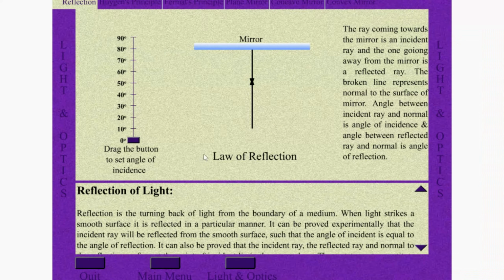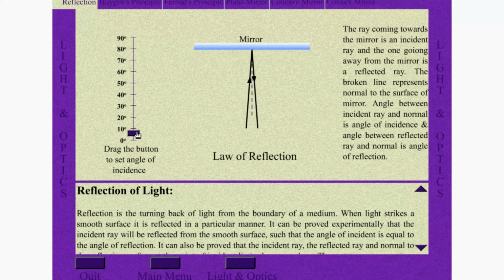To answer the question, you have to vary both the angle of incidence and the angle of reflection. As shown in front of you, the mirror has a reflective surface, and according to the law of reflection, the angle of incidence must be equal to the angle of reflection. We start from 0 as the angle of incidence, and the angle of reflection is 0 as well.